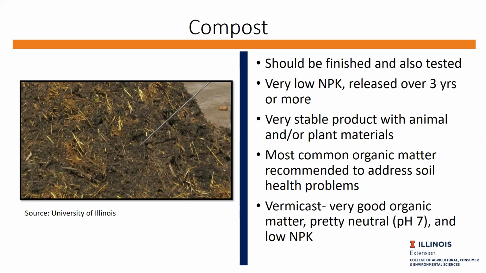You commonly see vermicast or vermicompost made from earthworms. It can be a little bit expensive. Know that it is a very good organic matter, pretty neutral with soil pH of 7, but also like other composts, a very low NPK value within it. So yet again, just be a little cautious that these should not necessarily be your annual fertility needs, just because the NPK values can be very low.